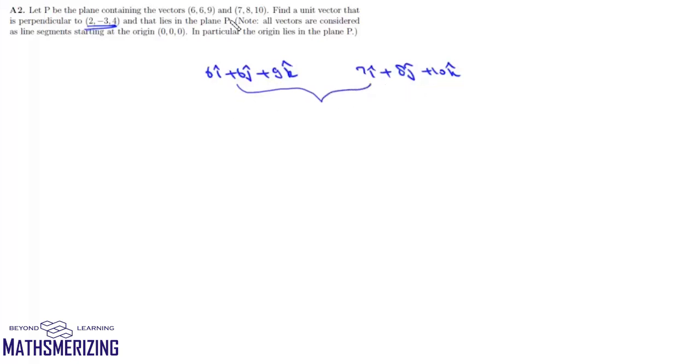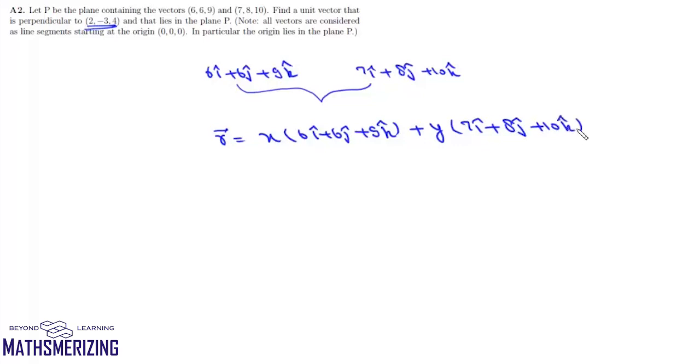So we can write this vector as some vector R, and it'll be x times (6i plus 6j plus 9k) plus y times (7i plus 8j plus 10k).